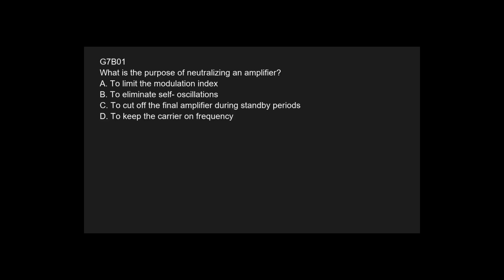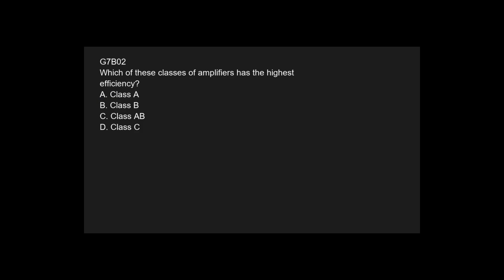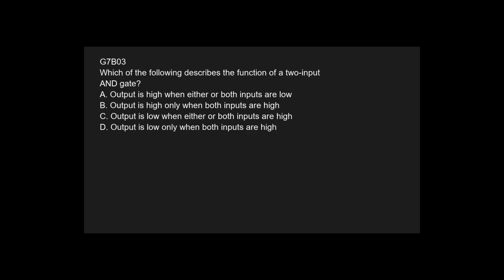Question: what is the purpose of neutralizing an amplifier? The correct answer is B. To eliminate self-oscillations. Question: which of these classes of amplifiers has the highest efficiency? The correct answer is D. Class C. Question: which of the following describes the function of a two-input AND gate? The correct answer is B. Output is high only when both inputs are high.